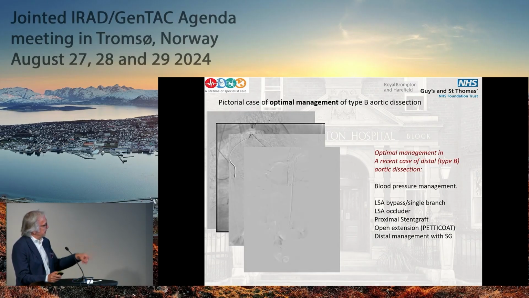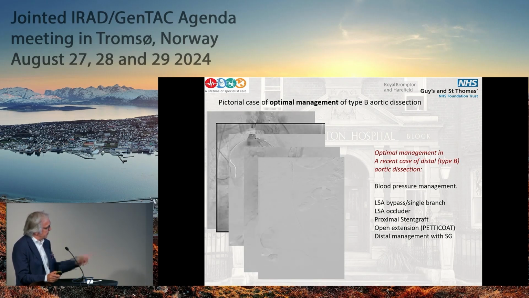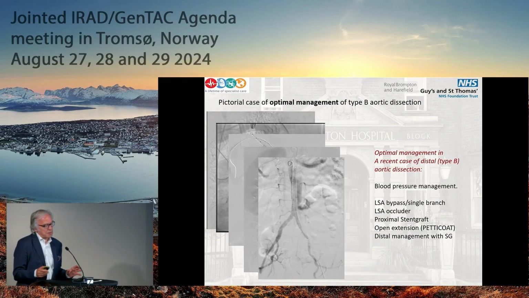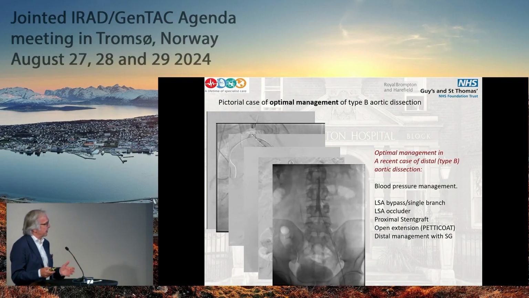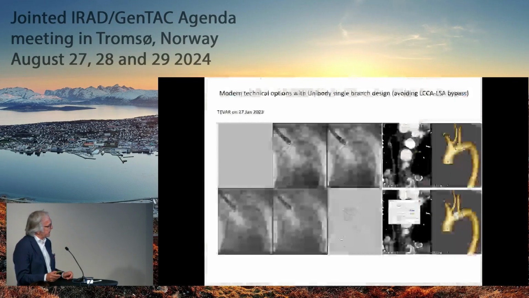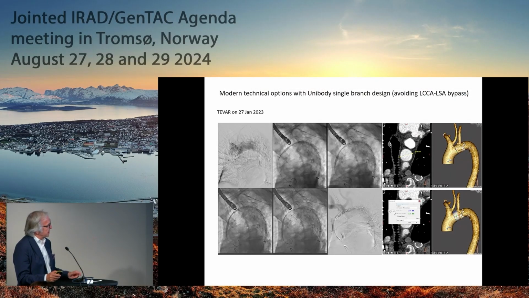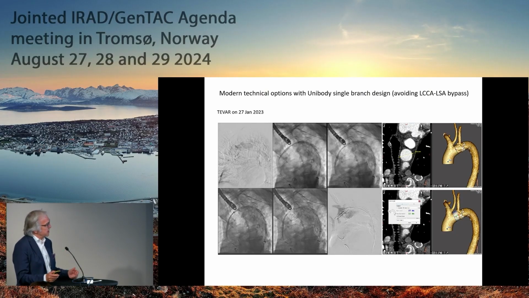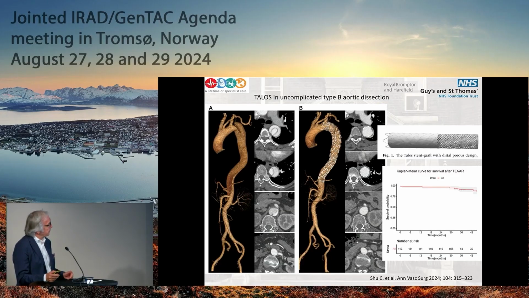And then on the way out, we identified a re-entry tear in the left common iliac artery, which was eventually patched with a small stent graft again to isolate the false lumen from pressure and flow. This would be the recommended approach in a case. Today, this is just an example of the use of a unibody single branch device to avoid the bypass in the left neck, which minimizes complications, hopefully, but data are still early.